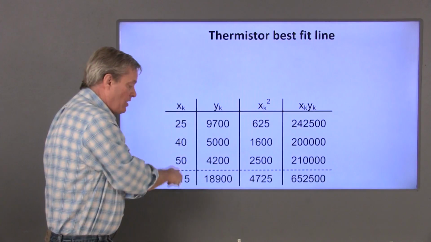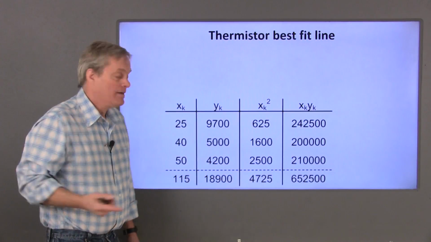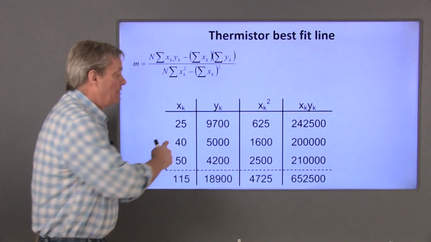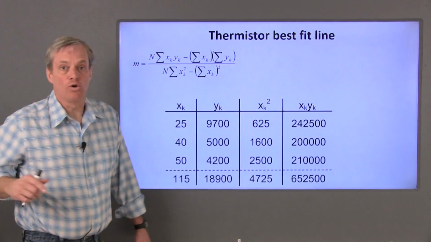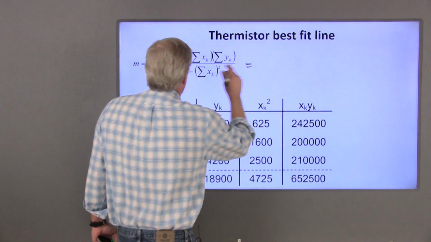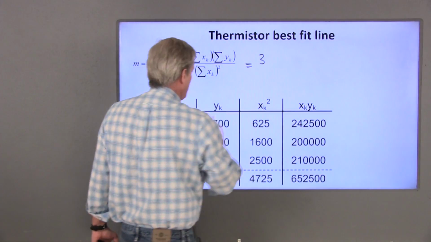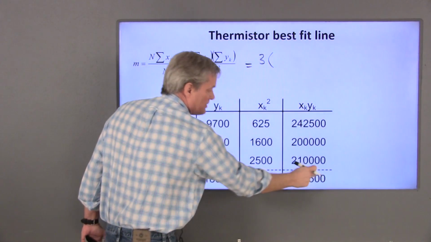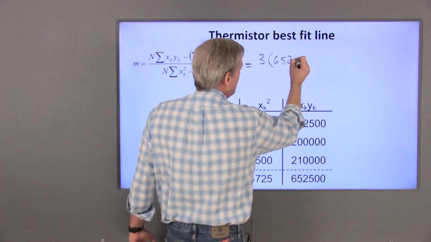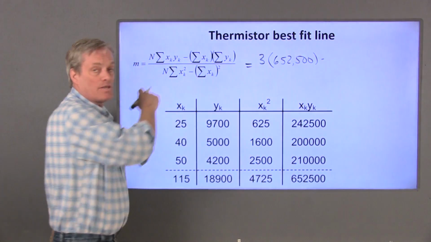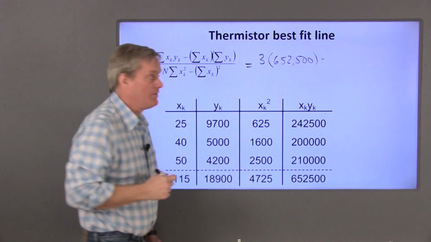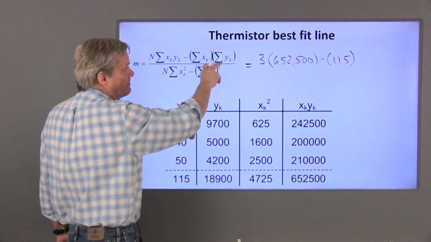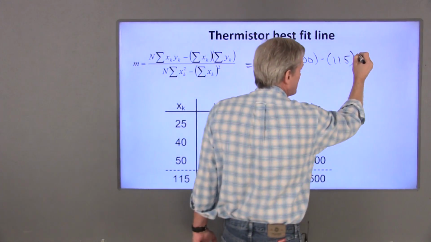Now we need the sums of all of these values, which are shown here. So, for example, 25 plus 40 plus 50 is 115. Now I'll use all of these values to calculate the slope of the curve. In this equation, n is equal to 3. I have 3 data points. The sum of the products of the values are here, 652,500, minus the sum of all the x values, which is 115, times the sum of all the y values, which is 18,900.